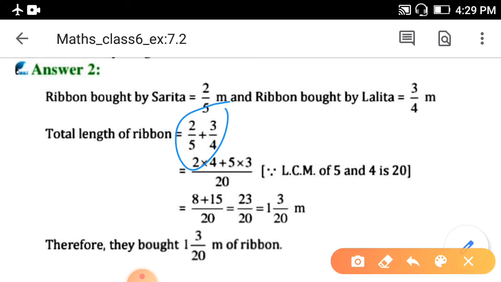Okay, so you will get 23/20 meter. You can convert this into a mixed fraction. So 1 3/20 meter.